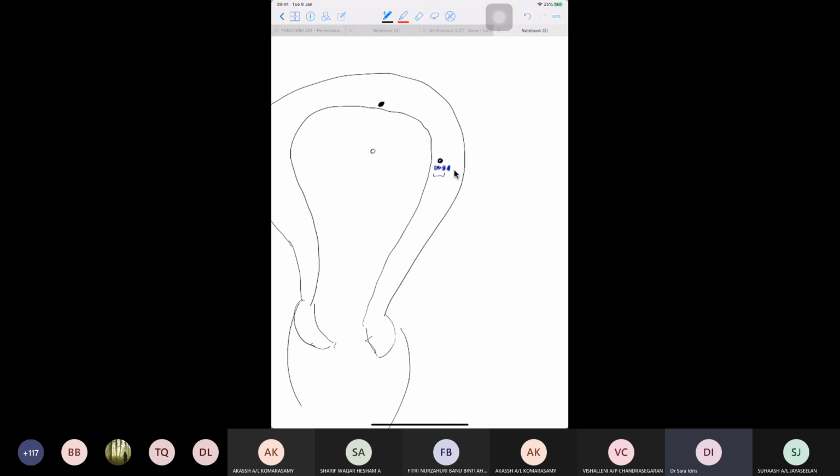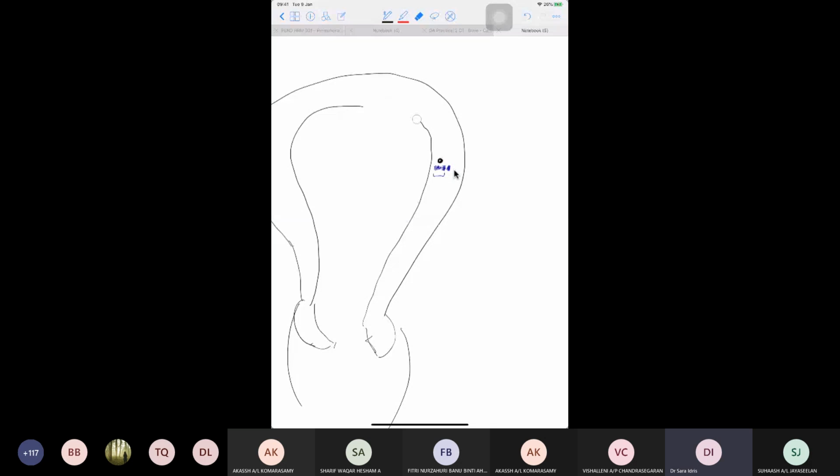So if it's just hanging out here, well, one, basically you can't hang out in a cavity. You can't float there because it's empty. Okay, and also you won't get any nutrient supply to it. So at the beginning, it has to embed in the endometrium for it to be able to survive.